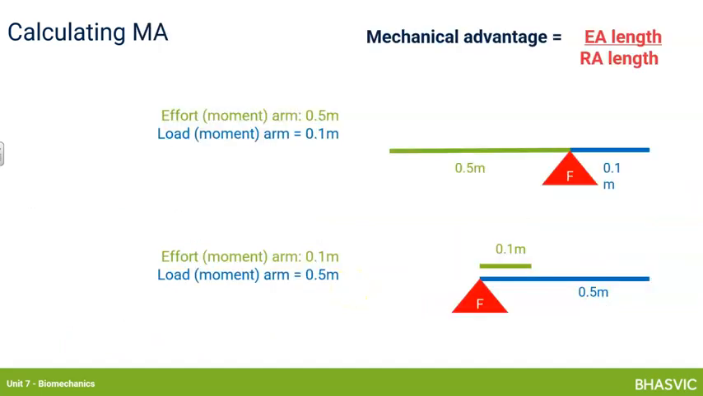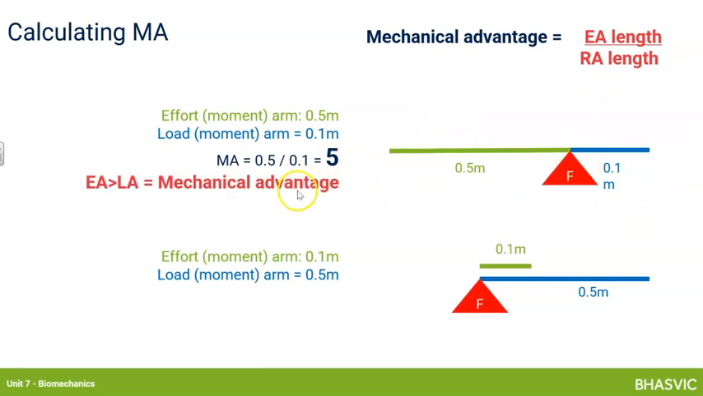Let's have a look at some examples to hopefully put this into practice. On this top example to start off with, green is the effort arm. The effort arm is 0.5 meters and the load arm is 0.1 meters. So we have to do the maths. We put the 0.5 over the 0.1, which gives us a mechanical advantage of 5. Because 5 is greater than 1, we would deem this lever system to have mechanical advantage.